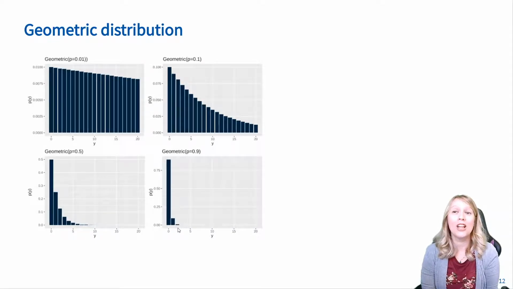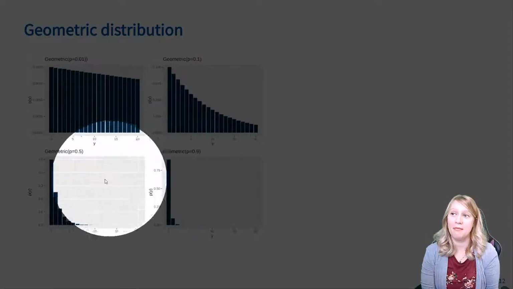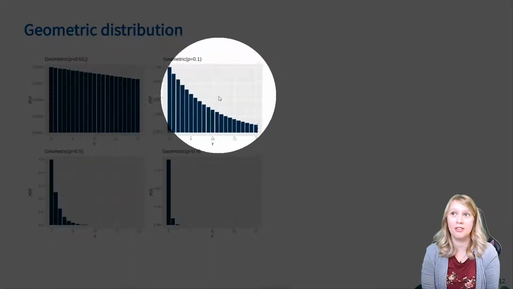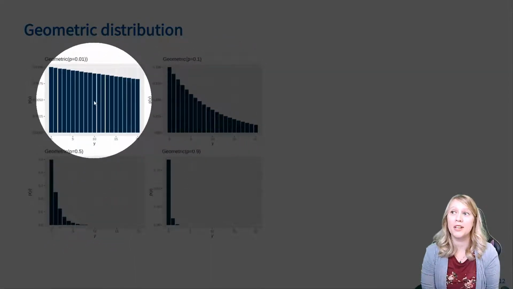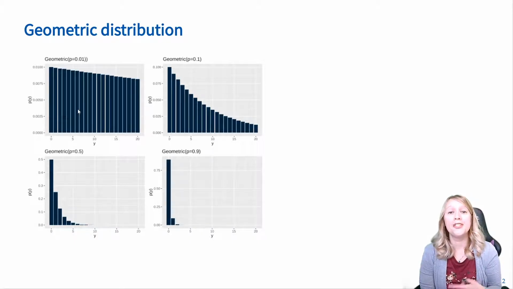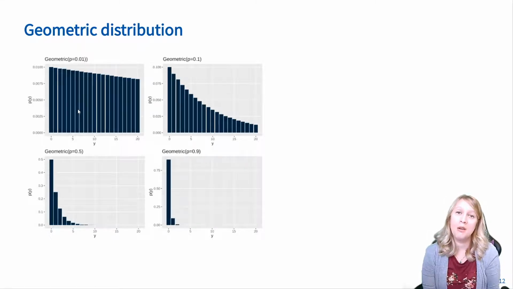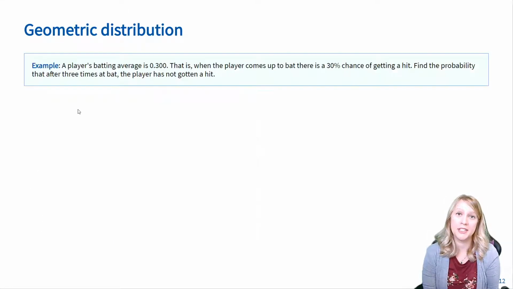Contrast that to lower probabilities of success, say probability of success 0.5, 0.1, or even 0.001. The smaller that probability of success becomes, the more random trials we need before we observe that first success. So let's take a look at an example.